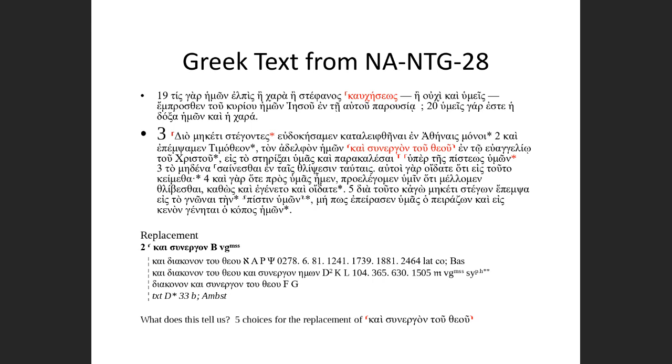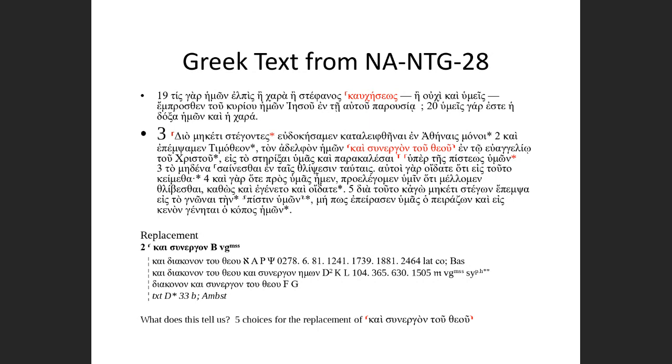If you look at 3:2, you will see that there is a replacement of the phrase kai sunergon tou theou. And the replacement is kai sunergon. It doesn't include tou theou. It could include kai diakonon tou theou. It can include kai diakonon tou theou, kai sunergon humon, or diakonon kai sunergon tou theou, or the actual text you've seen.